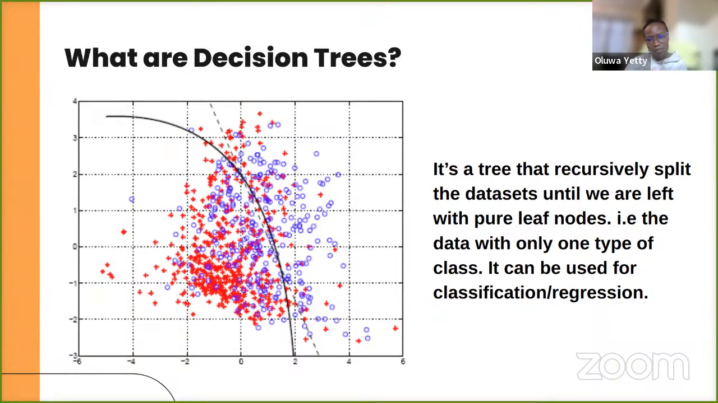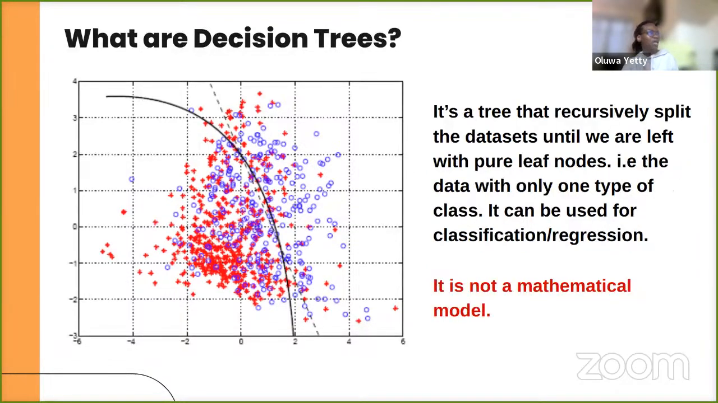Another typical example of a regression task is if you are predicting the price of a house, for instance. That's not a categorical value, it's a continuous variable.